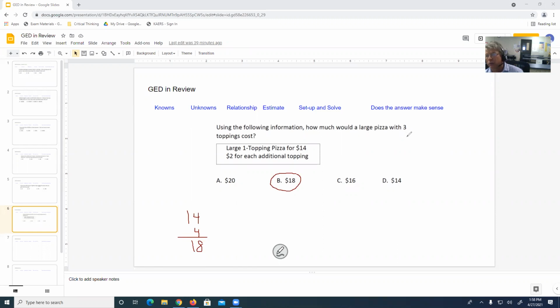How much does a large pizza with 3 toppings cost? What was known was a large 1 topping pizza was 14, and then each additional topping was $2. The catch is I just need 3 toppings. It already came with 1, so I just needed 2 more toppings. So that would give me my 4, and there's where that 18 comes in. Okay, that one can trap you into picking something else, so you've got to really read that one carefully. That's what you have to watch out for sometimes.